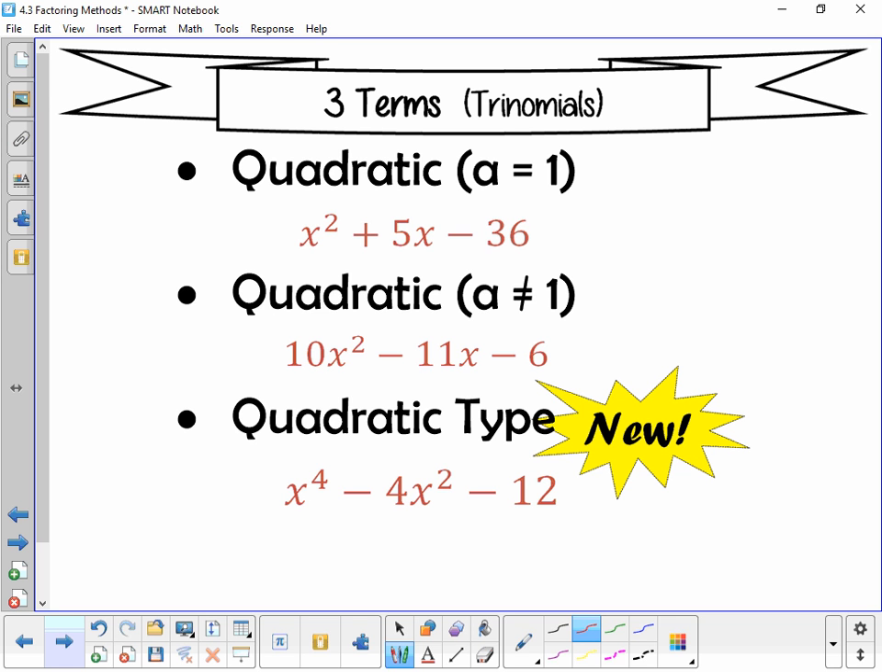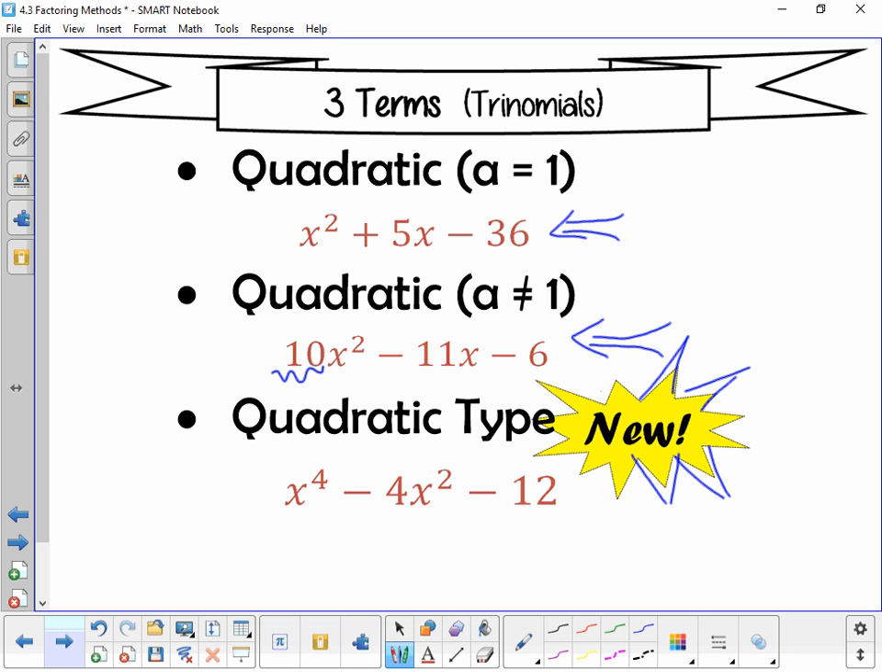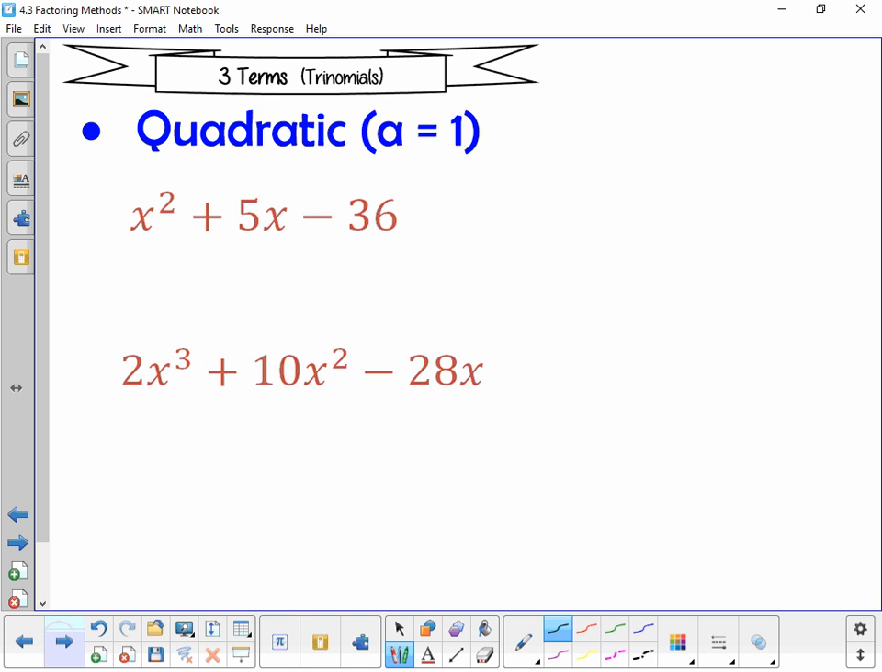All right, now we're going to start looking at things that have 3 terms, trinomials. So the first type, easy peasy type, you can do these without hardly even trying. We're going to refresh on what happens when there's the dreaded number in front. And then a new type for today, new, super exciting, is called a quadratic type. It's very similar to quadratic, but you might notice that the powers are a little different. So we'll talk about those as well.